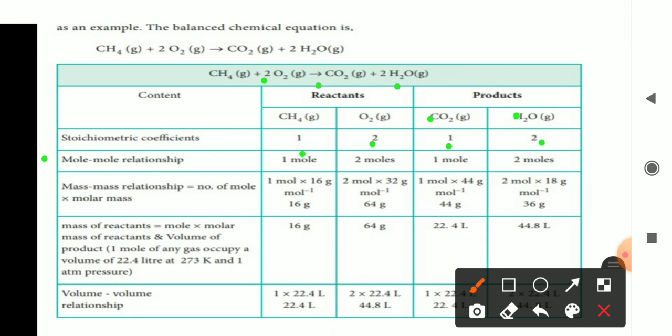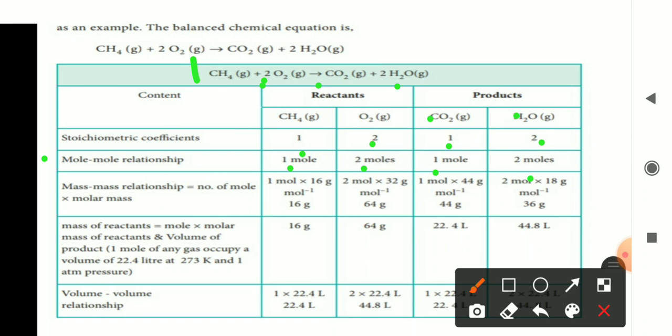Then second one, mole relationship. How to read this equation? 1 mole of methane reacts with 2 moles of oxygen and forms 1 mole of carbon dioxide and 2 moles of water molecule. So this is the mole relationship. Reactants are also expressed in moles and the products are also expressed in moles. How to read this equation in terms of moles? 1 mole of methane reacts with 2 moles of oxygen and forms 1 mole of carbon dioxide and 2 moles of water molecule.